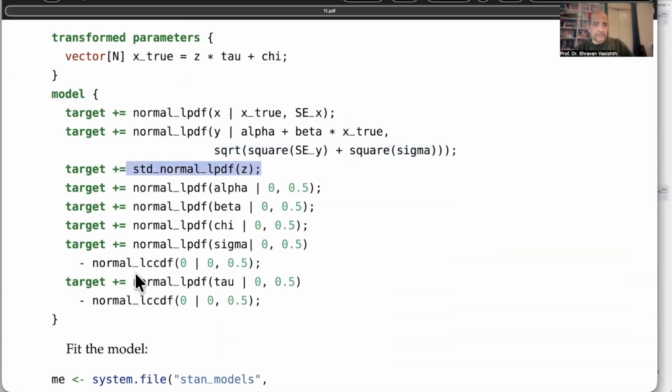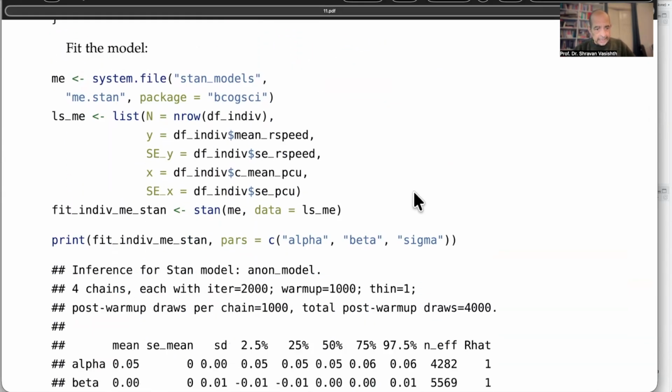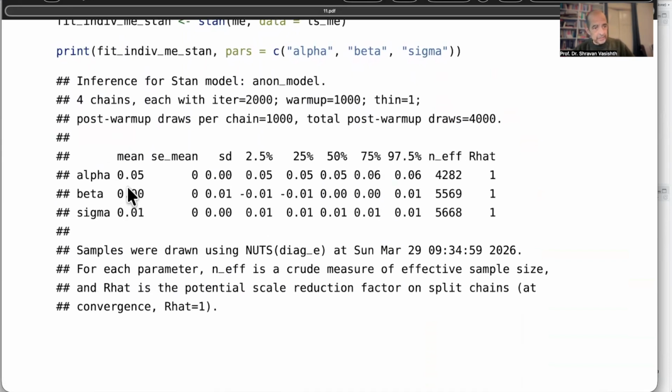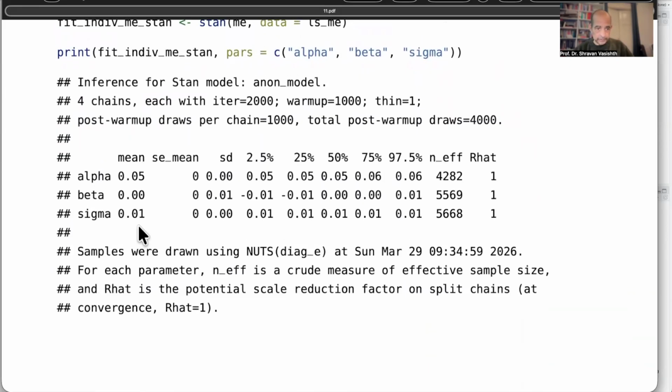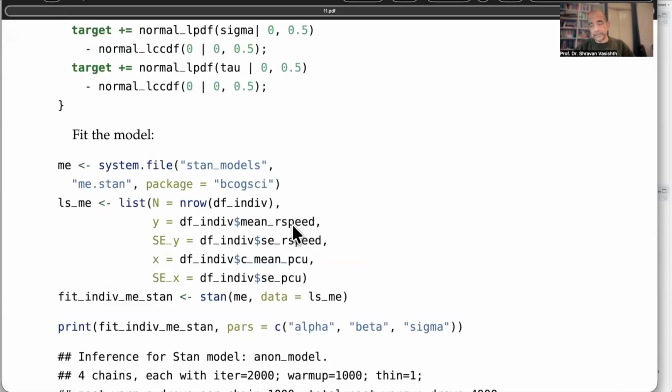The priors are on the z's, and then on the alpha, beta, chi parameter, sigma parameter, and tau parameter. That's it, all very standard. Then we fit the model, and what we get back are the alpha, beta, and sigma posteriors, just like before. We see very similar values to what I showed you earlier with brms. So that's basically the setup for measurement error models.